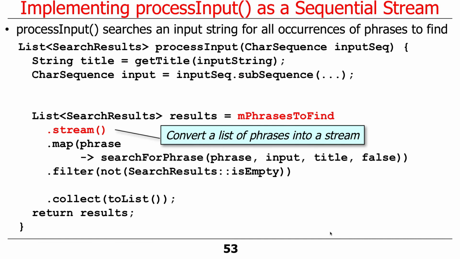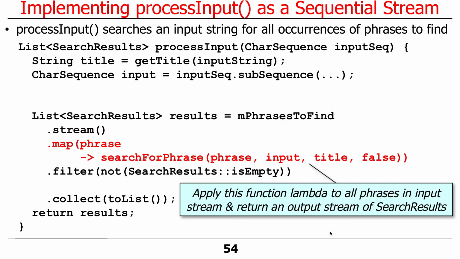We then have our list of phrases, and we turn that into a sequential stream. For every phrase, we look up using searchForPhrase, which we'll come back and look at later. We're checking whether that phrase occurs in this input string from this play with this title. The false flag here means I don't want this to go in parallel; I want it done sequentially. Later, when we do the parallel version, you'll see that all we do is change the false to true, and boom, it goes a lot faster.